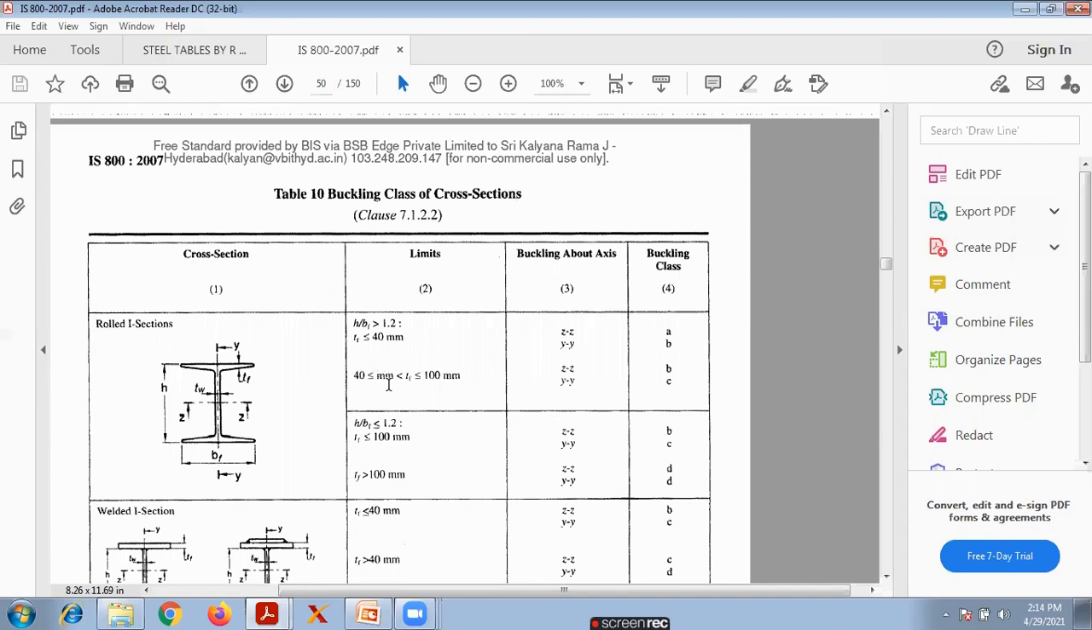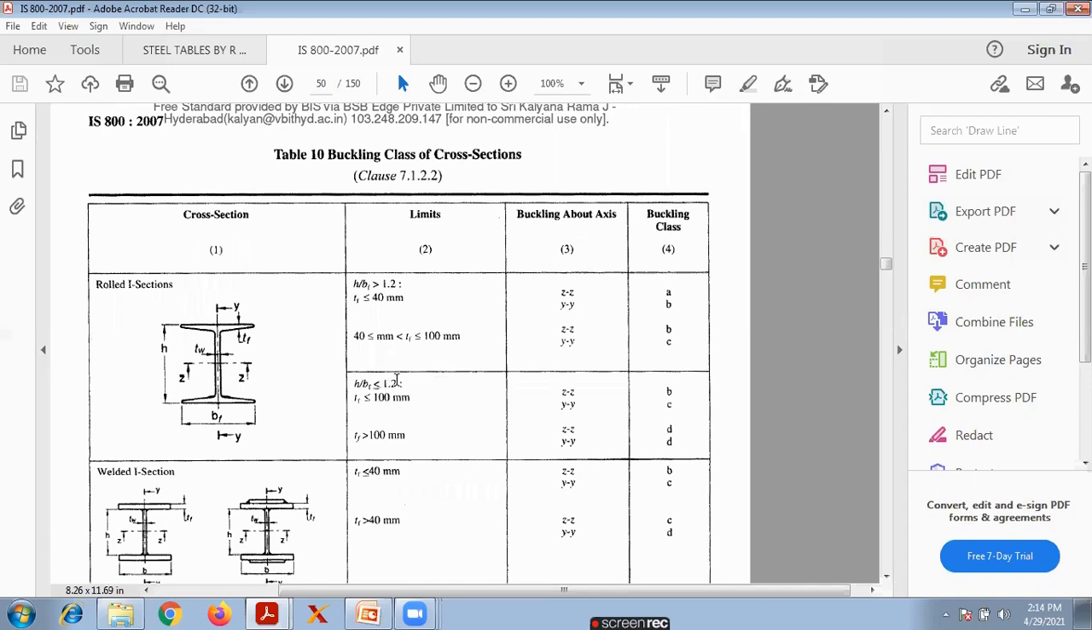Suppose you see the h by bf value is given here. You see the h by bf value is ZZ, that is class C. So please, my dear students, the buckling class B is nothing but about the ZZ axis. Why? Because h by bf is less than or equal to 1.2, and also class C, it is t less than or equal to 40 or less than or equal to 100 mm, whatever it may be. We will take about the YY axis here.